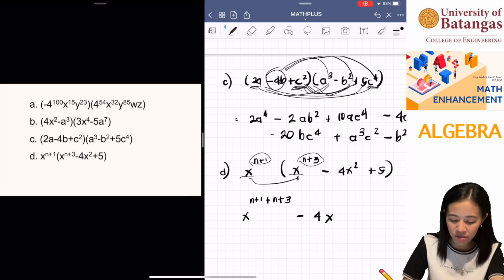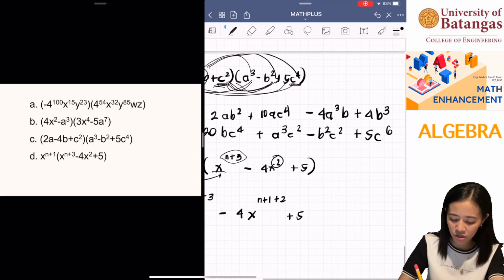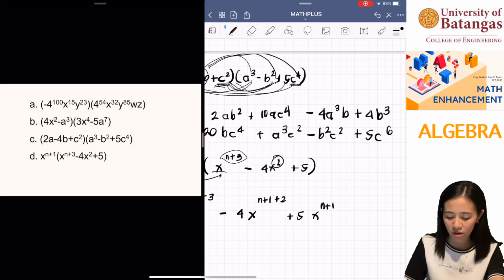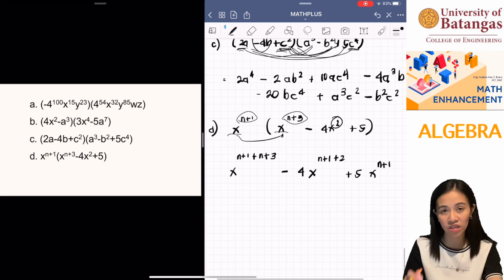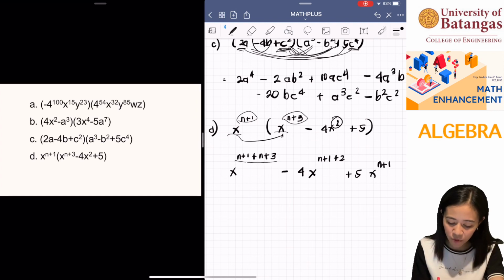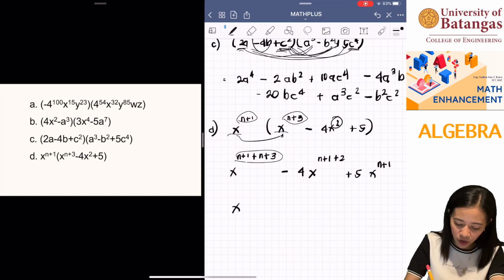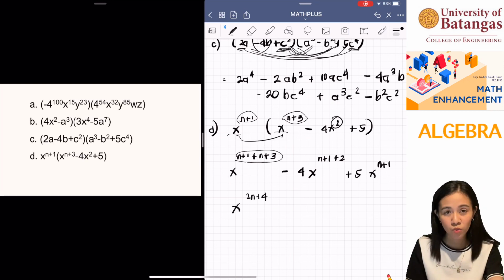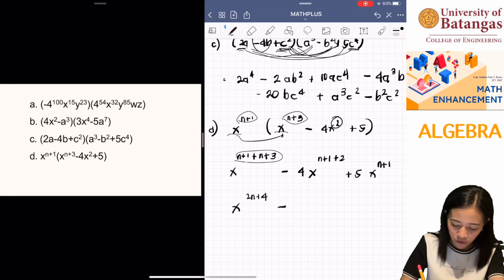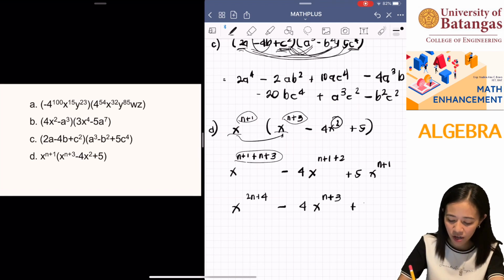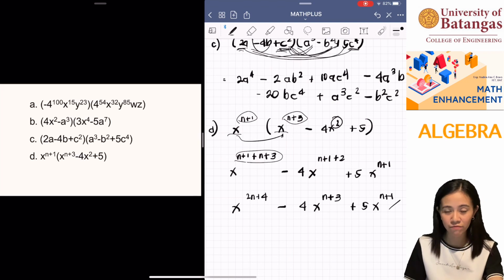So, ganun ulit. We copy the base, x, and then you have n plus 1, dadagdag natin kay 2. Tapos, plus 5, and then multiply that by x raised to n plus 1 na, kasi wala namang x dito eh. Walang x term, or x is raised to 0 in that case. So, yun. Tapos, simplify lang natin exponent. So, you have there x raised to 2n plus 4, di ba? 2n plus 4. And then, minus 4 x raised to n plus 3 plus 5 x raised to n plus 1. Ayun na. 'Di ba? Yun yung sagot natin.